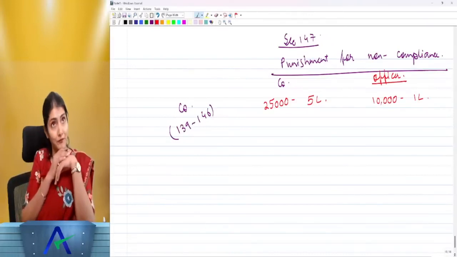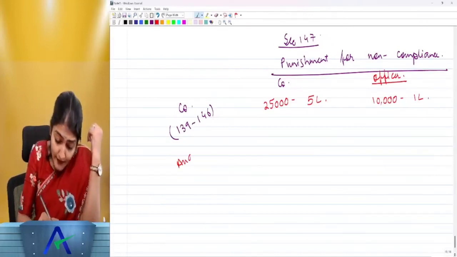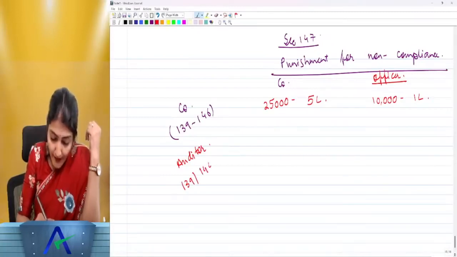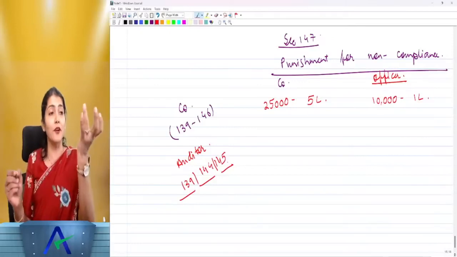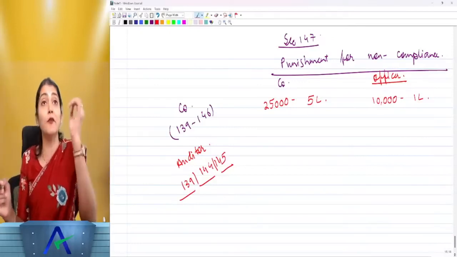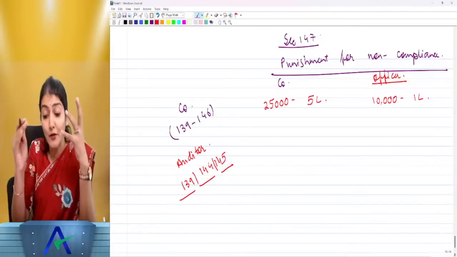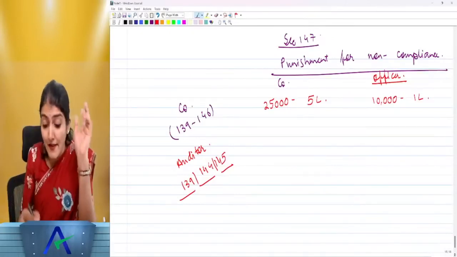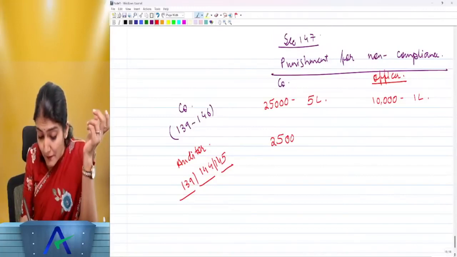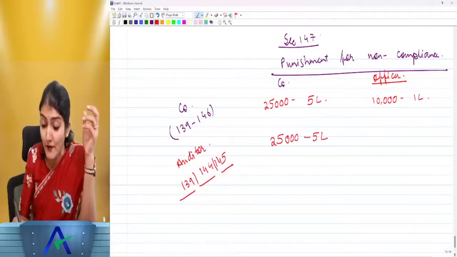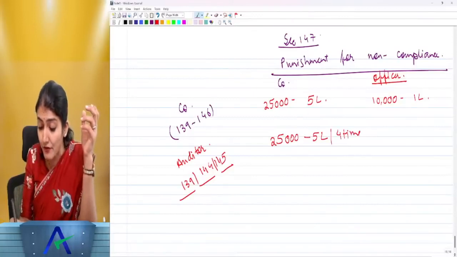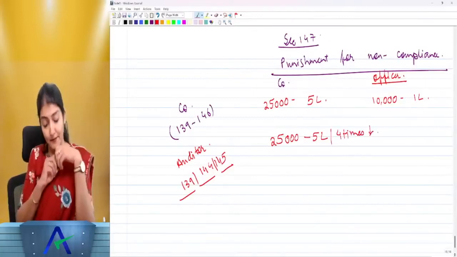And if the auditor of the company has not complied with section 139, 144 or 145, that is, appointment of the auditor, auditor not to render certain services, or auditor to sign the audit report. Then what does it say? Auditor will be liable to pay a fine of 25,000 rupees, which may extend up to 5 lakh rupees or 4 times the remuneration of the auditor, whichever is less.